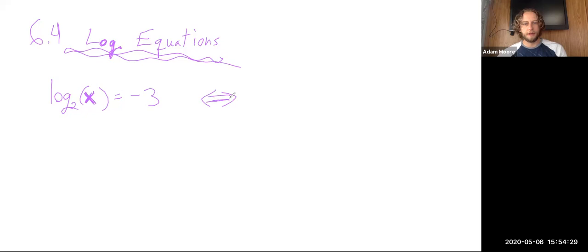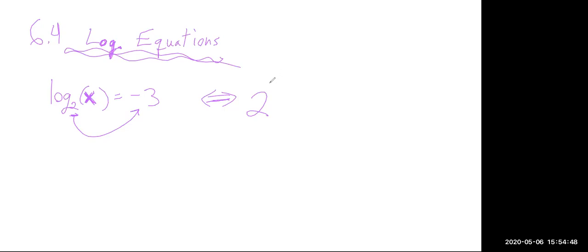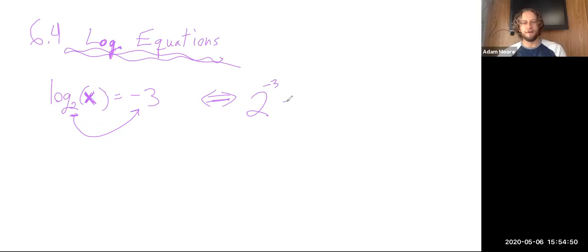And then we'll be like, well, let's see here. If I put it in exponent form, that's 2 to the, what's the power going to be? You guys remember how this goes? This would be 2 to the -3. All right. 2 to the -3 power equals x. Loving it.